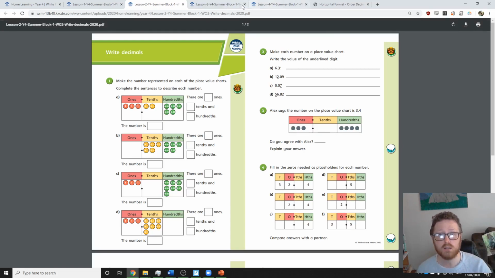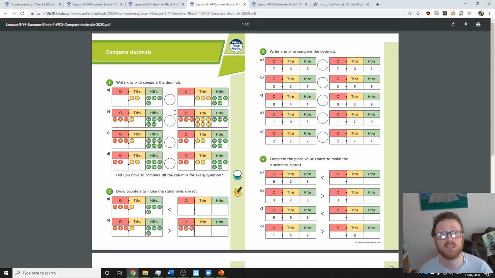On the third day, you'll be comparing decimals. Now, you will be using these symbols here, the greater than or less than symbols.